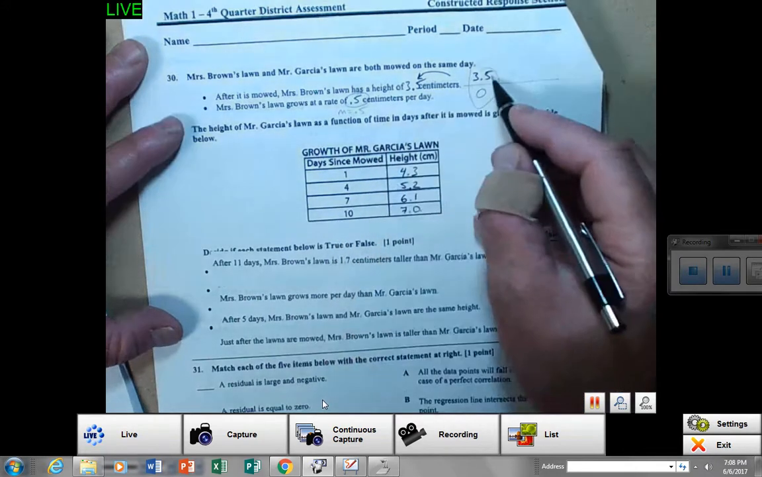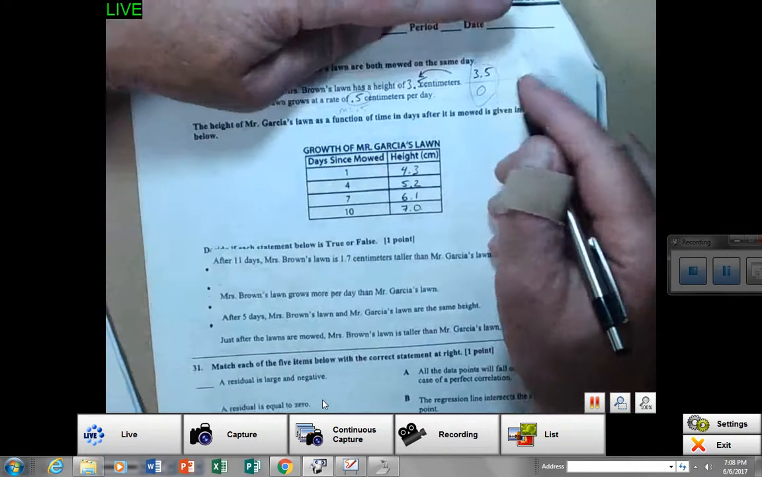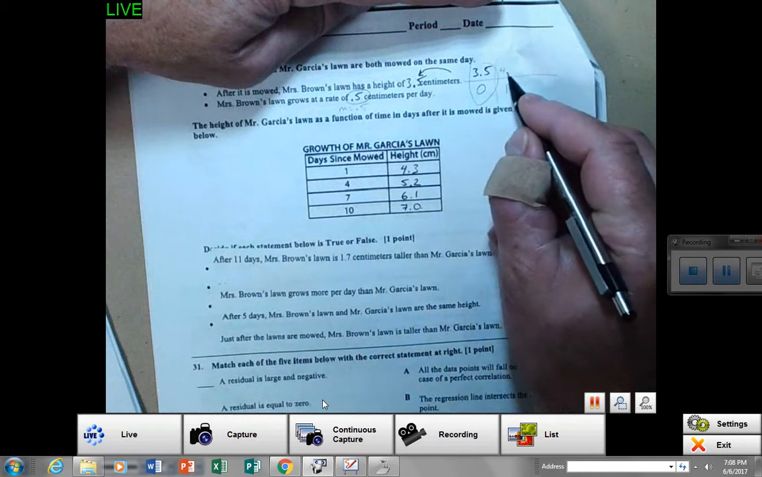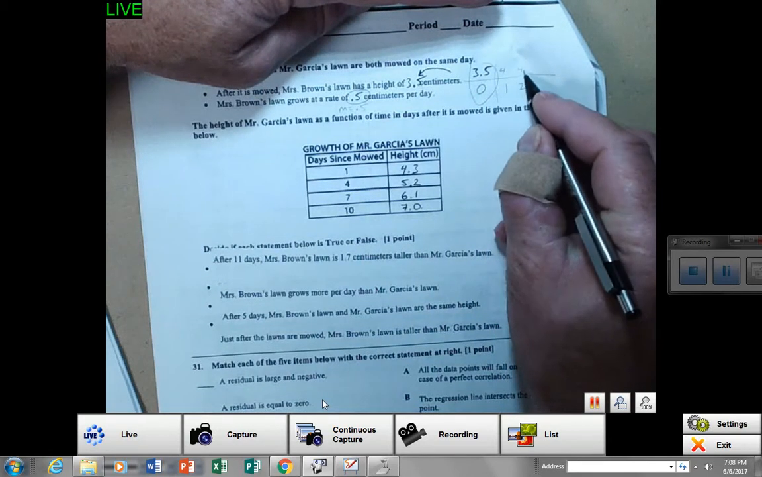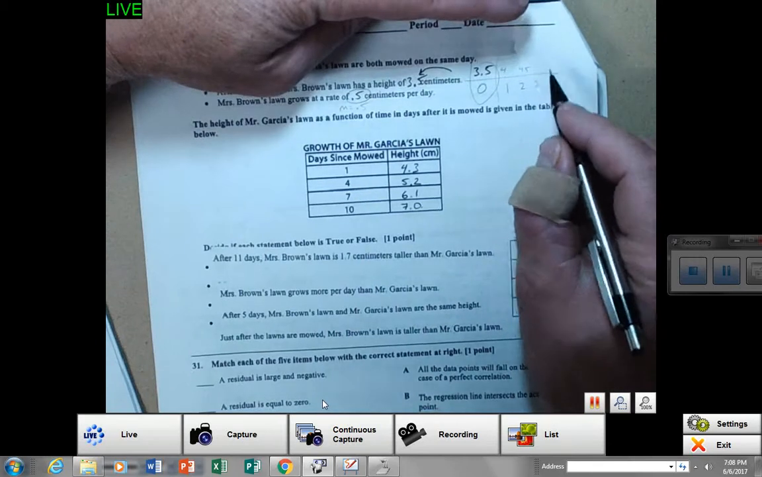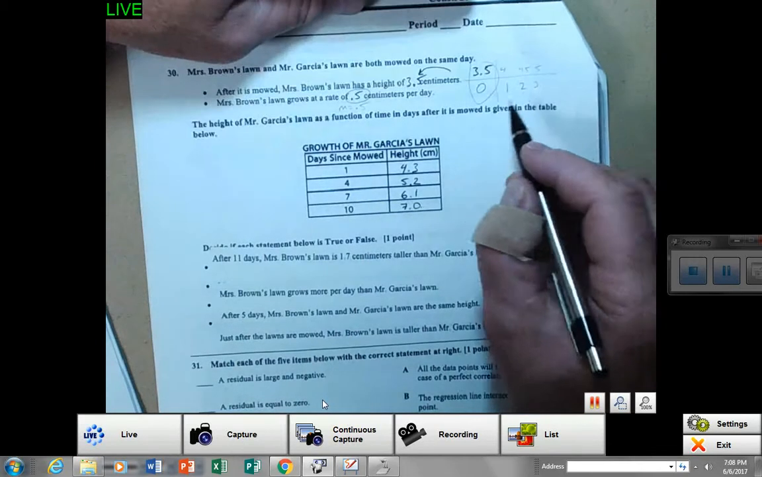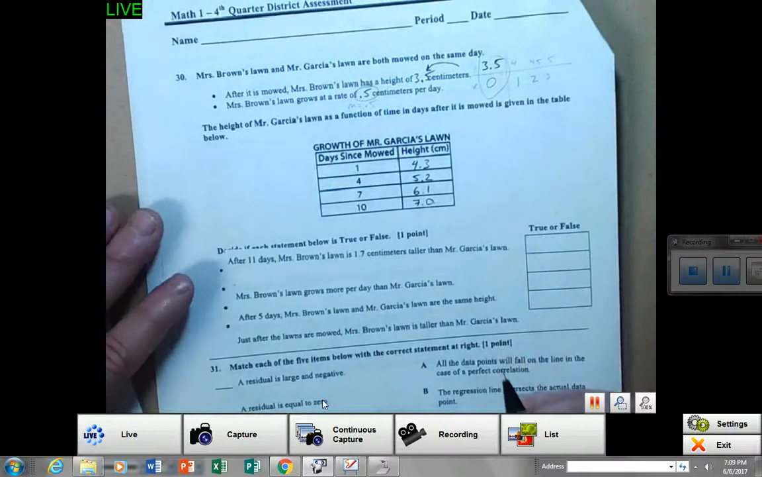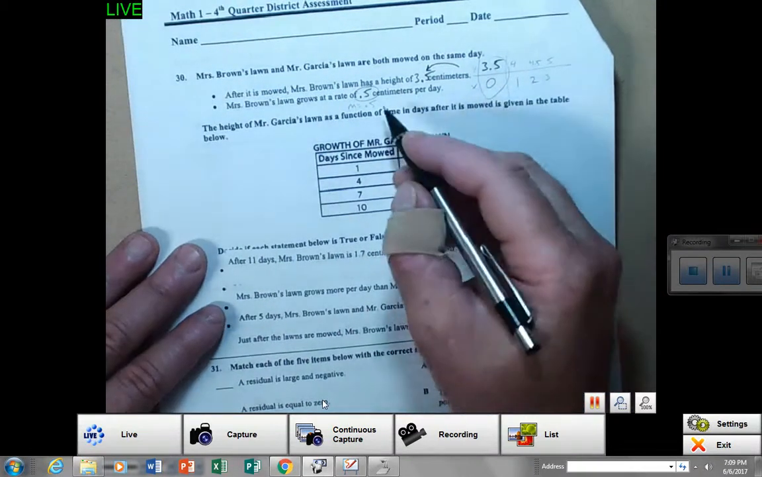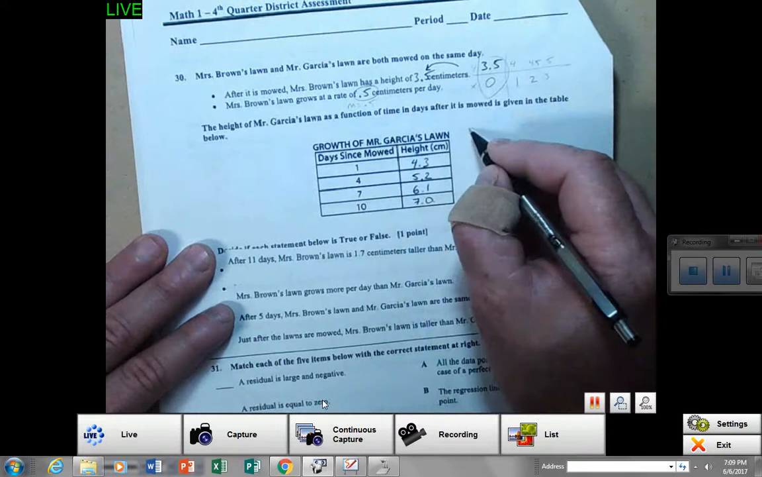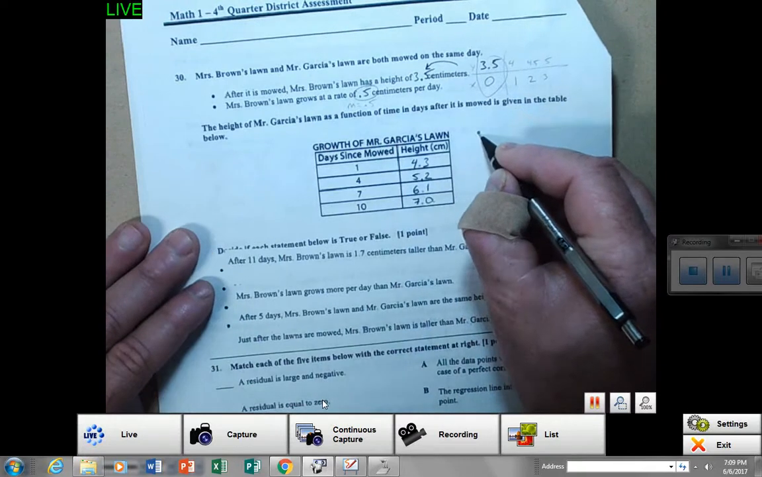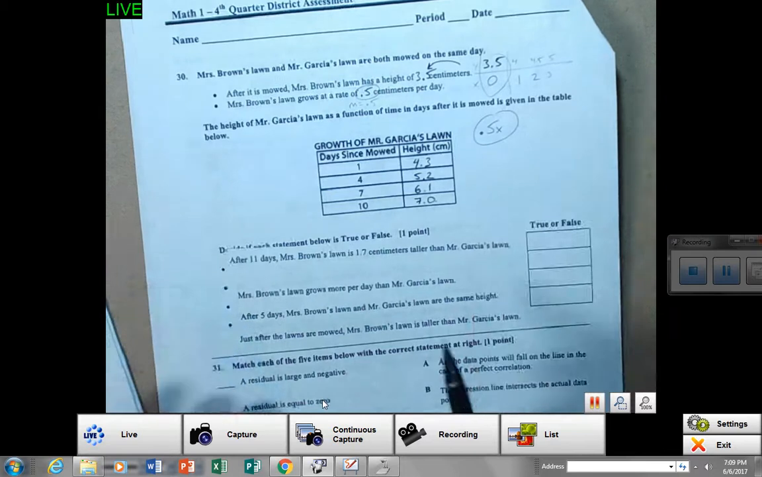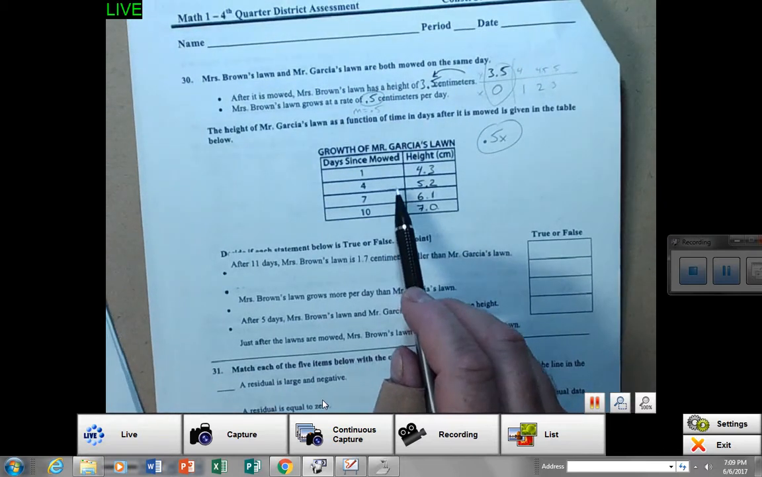Again, if you were making a table, after 0 days, 3.5, 1 day, 4 inches, 2 days, 4.5 inches, 3 days, 5 inches. So these are like our X numbers. These are like the Y numbers that get spit out after I do the change to them. So this one has a rate of change of 0.5. So I'm going to say Mr. Brown, I'm going to say his equation is 0.5x.